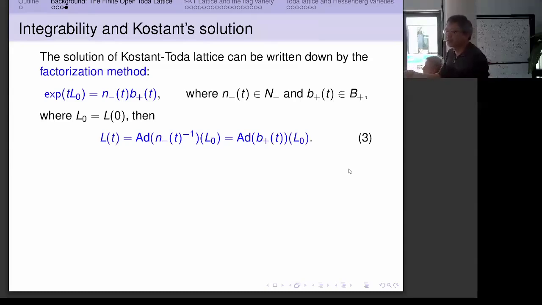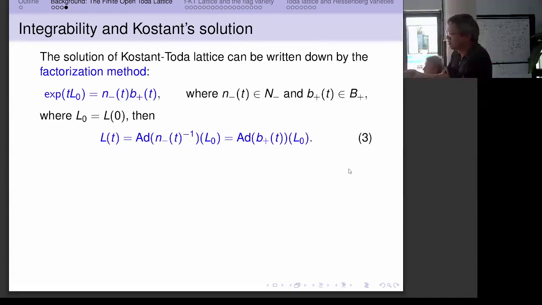Because you can check two things. First, they have the same initial condition. Second, they satisfy the same differential equation, and then they have to be the same. So this is easy. But the problem is that for every t you have to do this factorization, and sometimes you don't know how to do this factorization. So computationally, that's complicated.